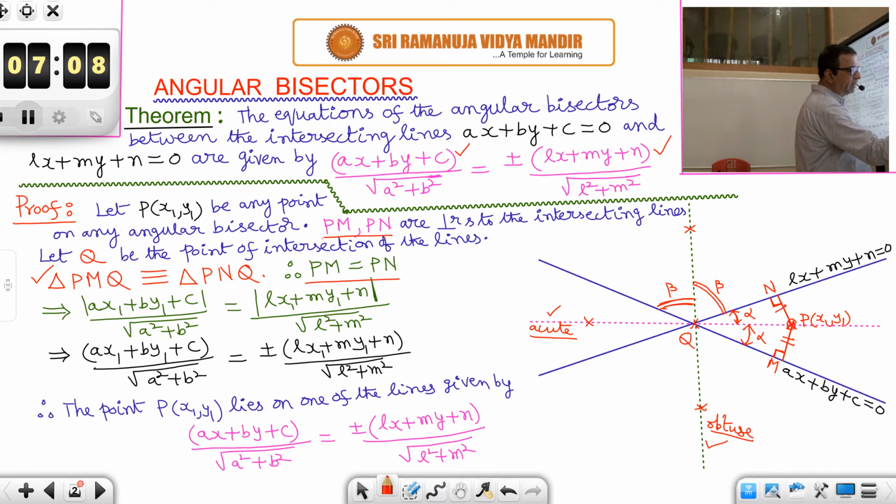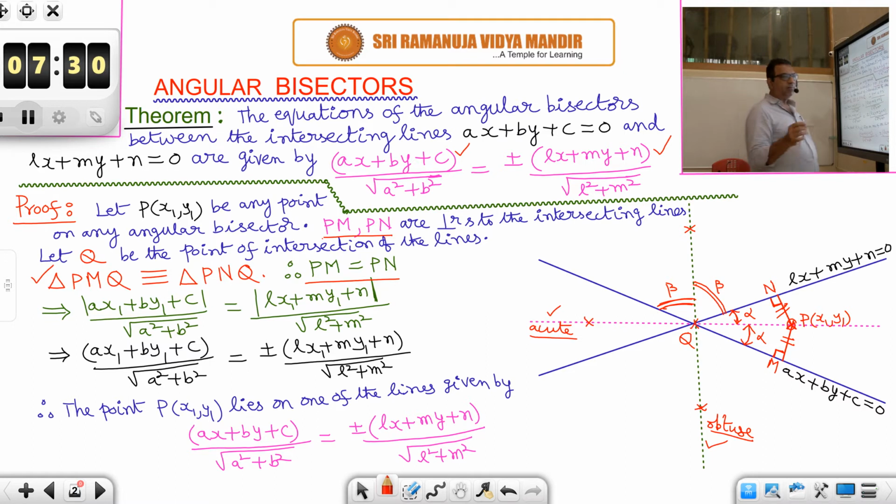I am indicating in the diagram by these two lines. That means the point x1, y1 is equidistant from the two lines. PM is the distance of x1, y1 from one line. PN is the distance of the same point x1, y1 from the other line. That means P(x1, y1) is equidistant from the two lines.